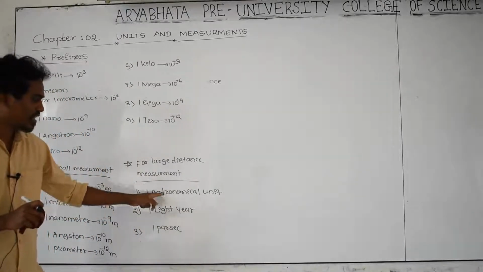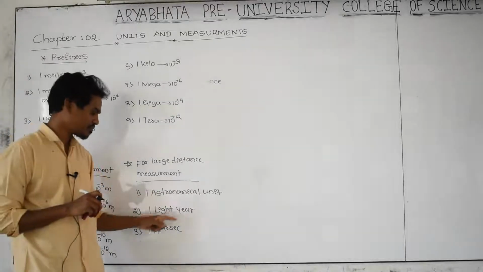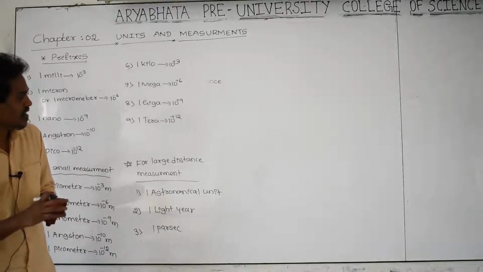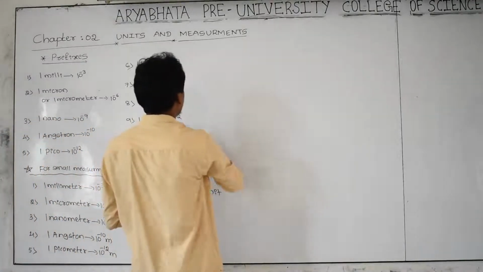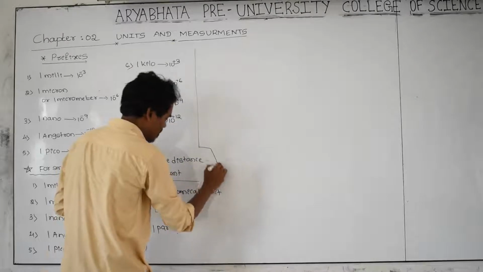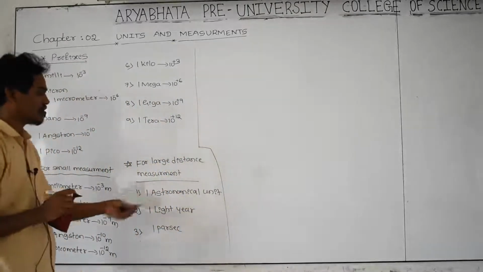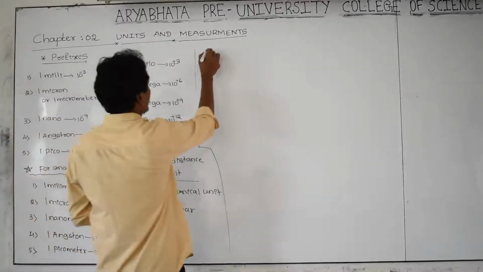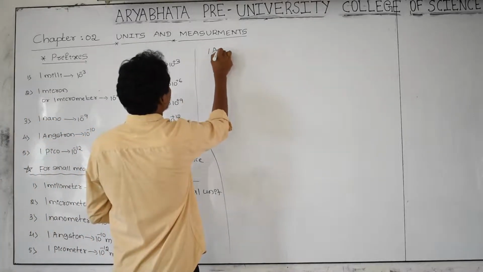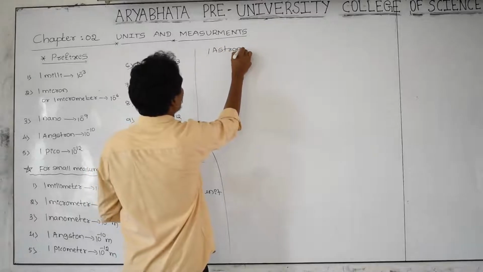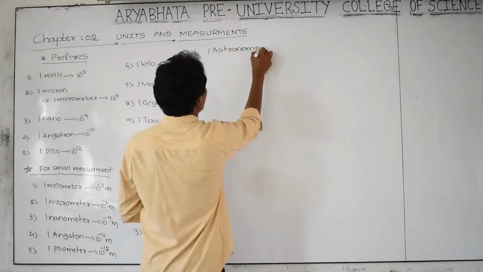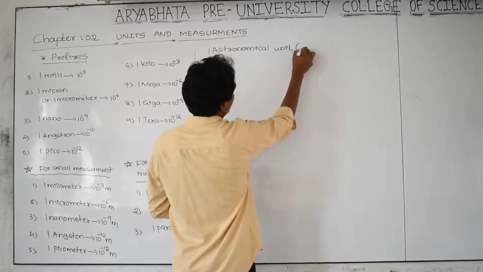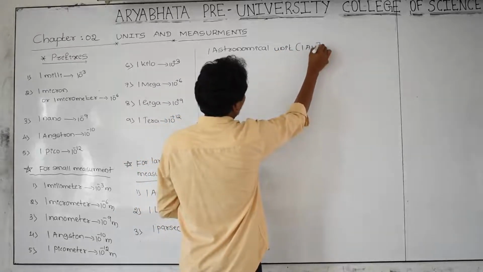And what is 1 AU, the astronomical unit? What is 1 light year? What is 1 parsec? Now we will study these, and that is very important for us for examination. What is one astronomical unit? Shortly we are going to call it 1 AU.